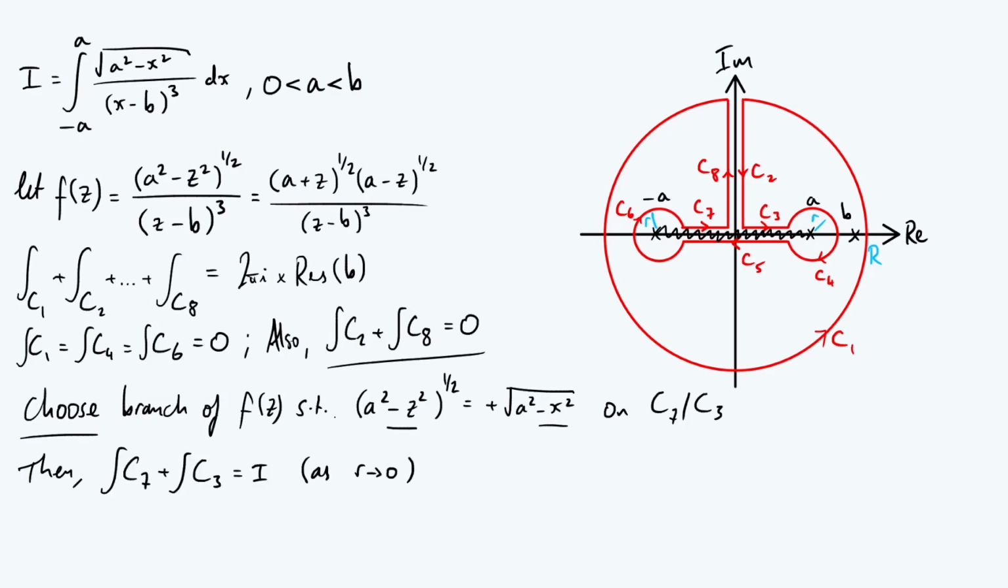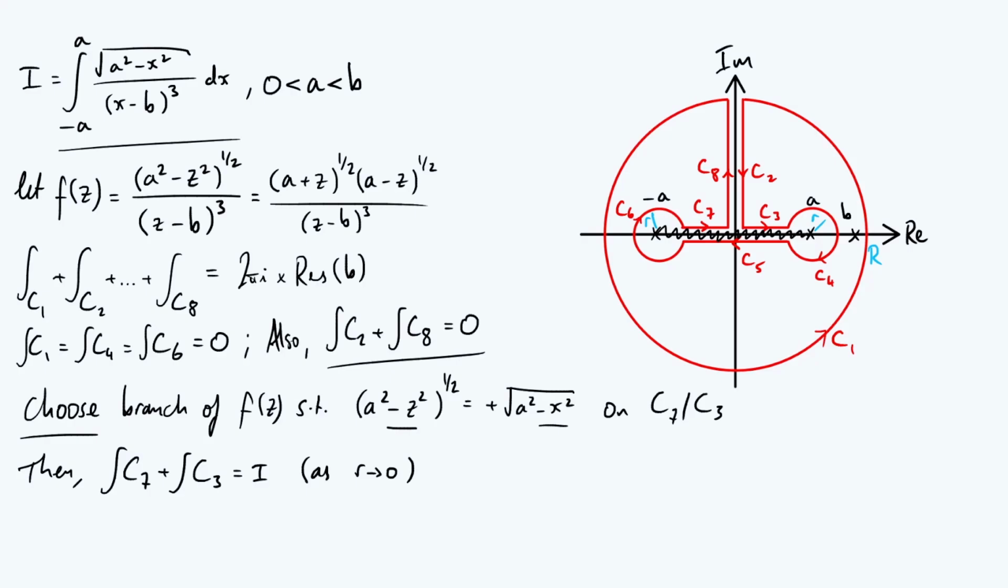The conclusion of that is that the integral of f of z over C7 plus the integral of f of z over C3 just becomes I, in other words, the original real integral that we are trying to evaluate, in the limit when small r goes to 0, those circles shrink down, because then the limits of integration, if you go from the beginning of C7 to the end of C3, are just going to become minus a to a, because we've defined f of z such that the numerator of f of z is just the square root of a squared minus x squared, if you're immediately above the branch cut, and that matches up perfectly with what we have in our original integrand.